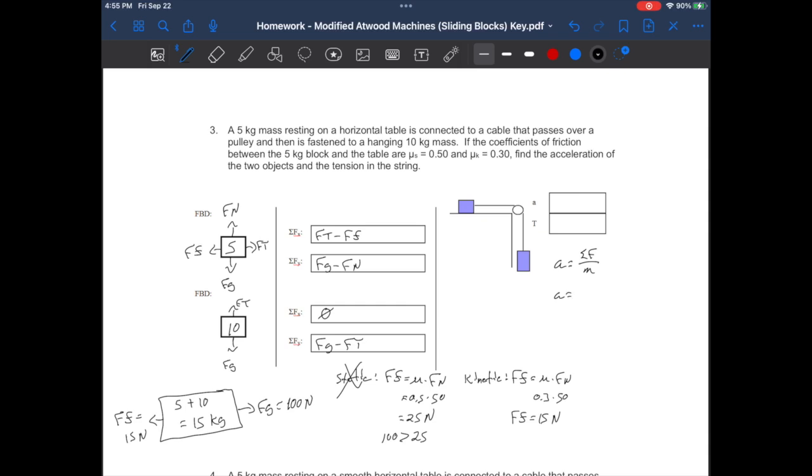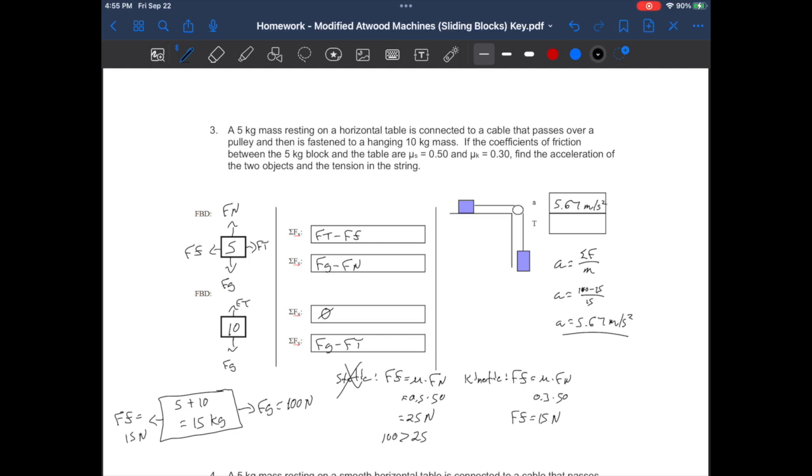Acceleration is net force divided by total mass. So 100 minus 15, or gravity minus force friction, over the mass of 15. So 85 divided by 15. Put that into a calculator. Let's see what we get. 5.67 meters per second squared. That's our acceleration. Let's put that in the box.